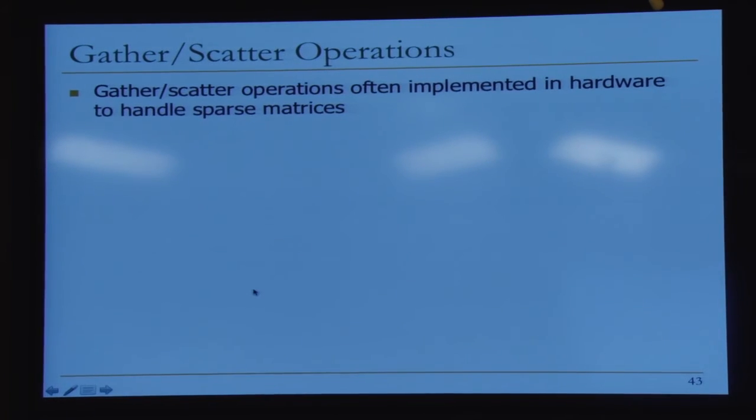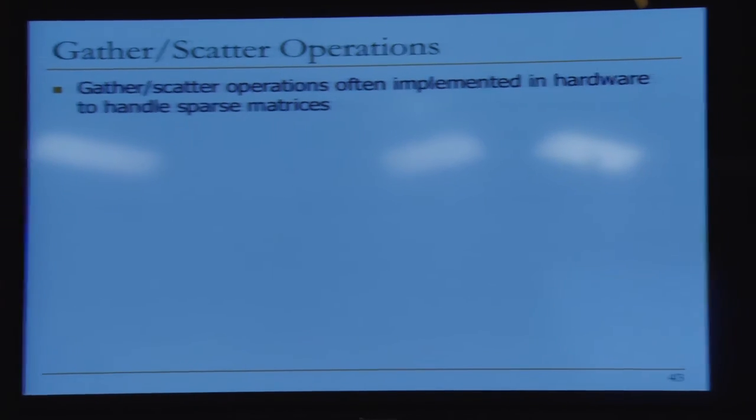So how does this work? These are often implemented in hardware to handle sparse matrices. So first of all, why does this happen? You can have a sparse matrix, right? You can have a matrix that has a million entries and only some locations can be positive, and you want to operate only on the positive, non-zero locations. You need to have these instructions that use an index vector, which is added to the base register to generate the addresses. So let's take a look at it.